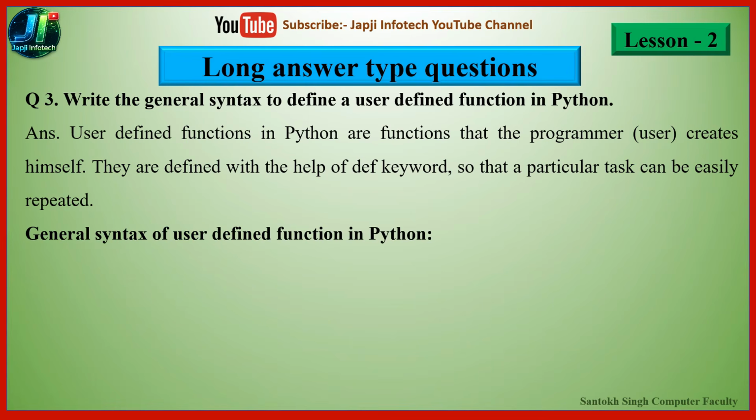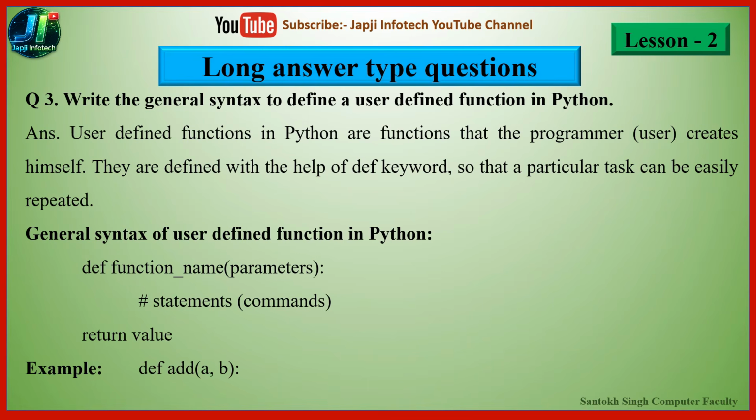So the general syntax of a user-defined function in Python is, first of all, the def keyword, then the function name, then in the parentheses write the parameters, then close the parentheses, then a colon, then write the statement or command you want to use in your function, then the return value. And the example is def add(a, b): return a + b.